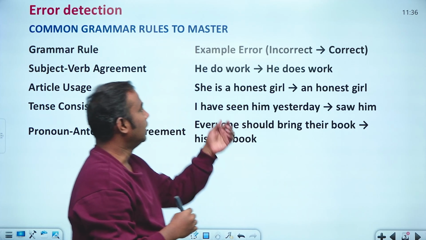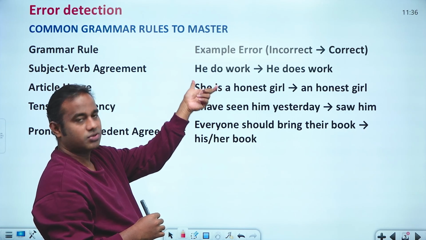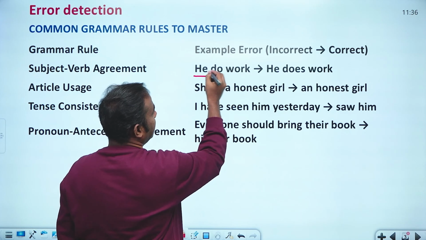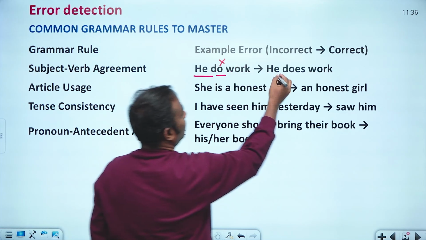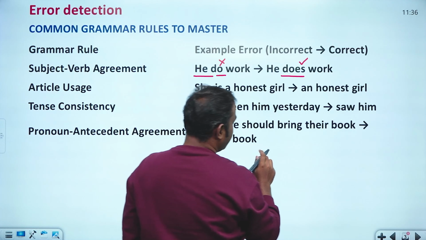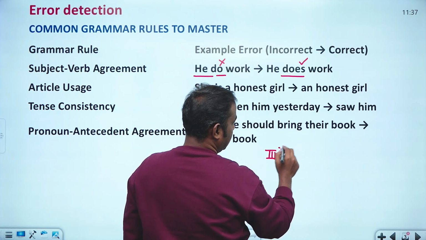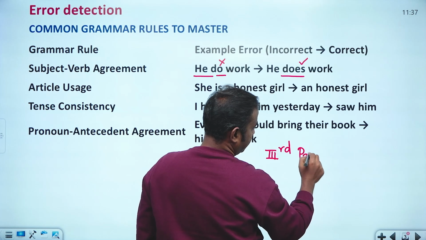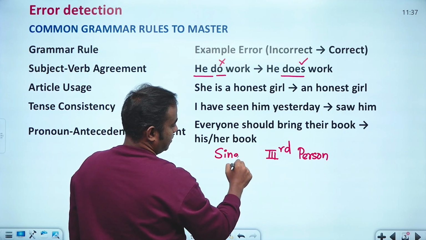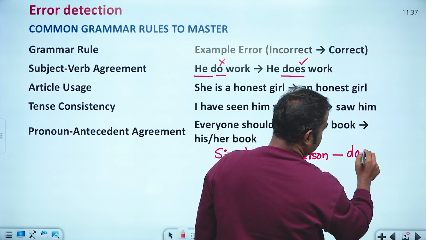Say for example, he do work. It looks like this is right, but grammatically this is not right. Why? Because it is he does work. For he, this do will not come, only does will come. So for this, you have to go through the grammar point here. The grammar point is that for a third person singular, the verb carries does.